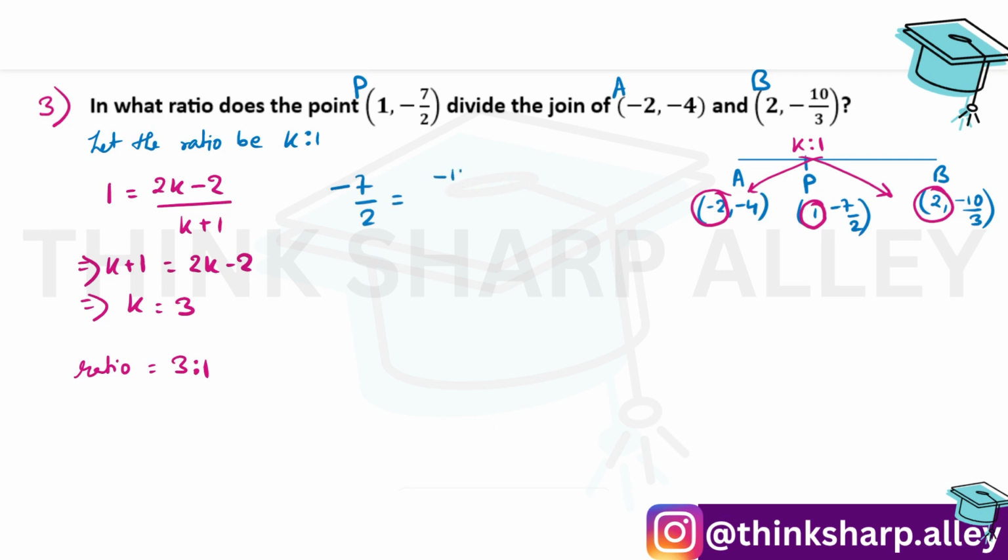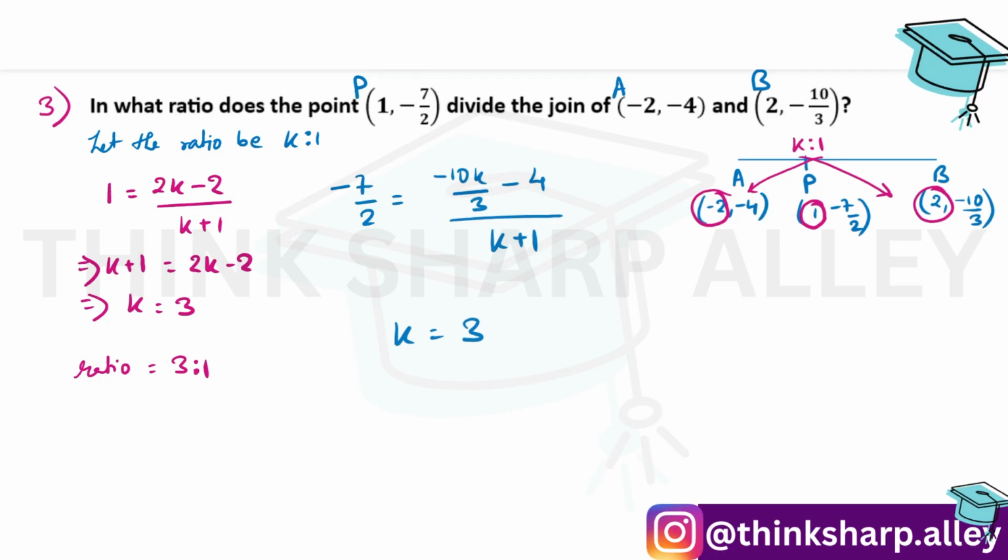So that becomes minus 10k by 3 plus 1 into minus 4, that's just minus 4. So this becomes minus, divide by k plus 1. Now you can solve this. Again, you will get a linear equation definitely to get the value of k. And I believe that you will get k as 3 only.